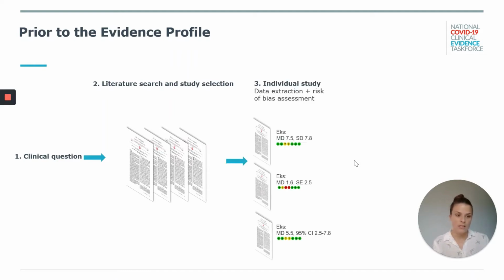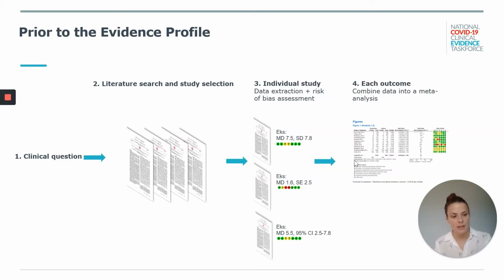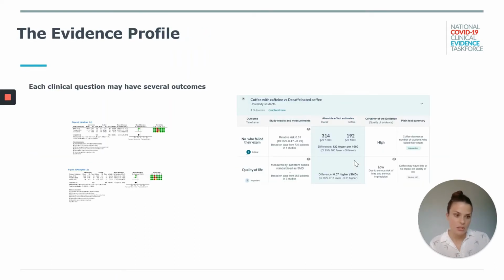And then for each of the studies that you have identified and what you wish to include, you then perform a quality assessment and an extraction of data. You then somehow need to combine all of this information, and this is often done by performing a meta-analysis. So each clinical question may have several outcomes, and this also means that each clinical question may have several meta-analyses. And this provides you with a fair amount of information.